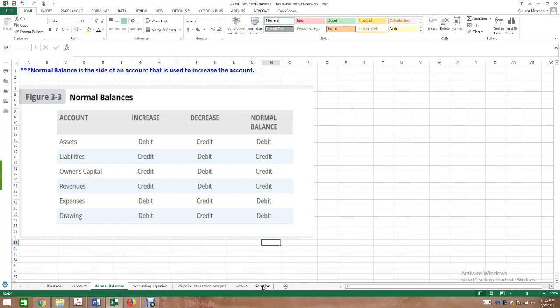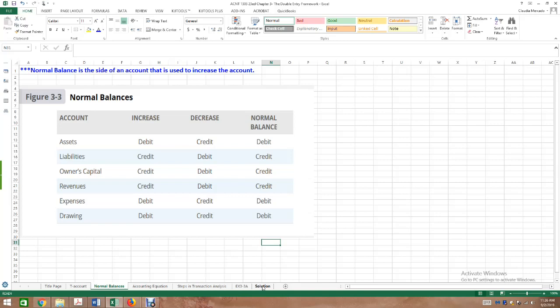Okay, revenues. Revenues is the opposite. So if your revenues increase, you're going to credit your revenues account. If your revenues decrease, you're going to debit your revenue accounts. So I'm just going to provide this to you.